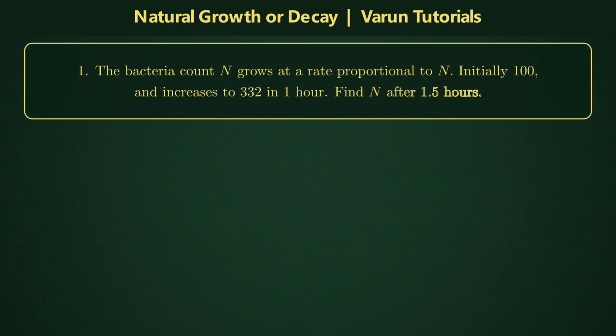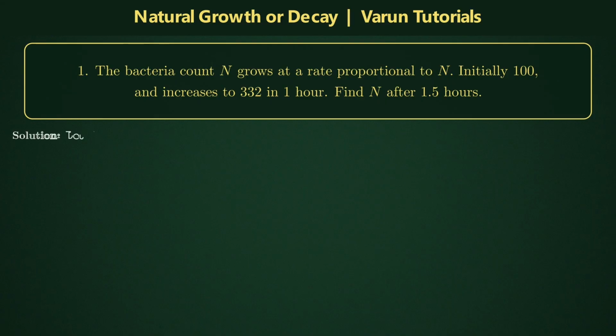Let's solve example 1. The number n of bacteria in a culture grows at a rate proportional to n. Initially, n is 100, and it increases to 332 in 1 hour. Find the value of n after 1.5 hours.